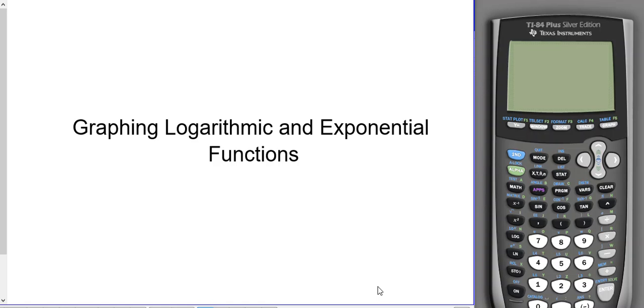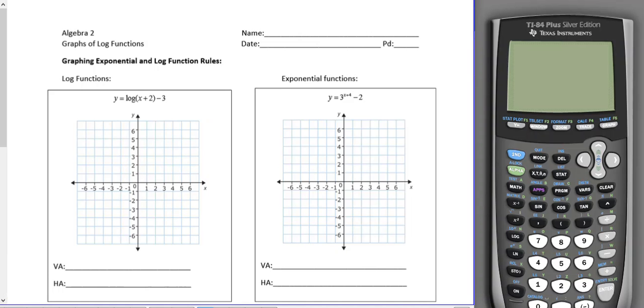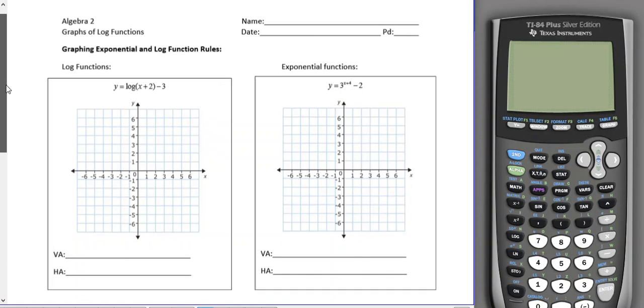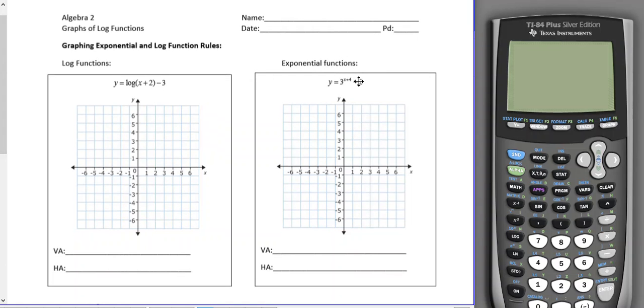Graphing logarithmic and exponential functions in Algebra 2. So logs and exponentials are somewhat new. Logs should be brand new to you, and they are functions with the word log in it. And then we have exponential functions, which we have seen before because they are functions with an exponent. Today we're just going to talk about graphing them.